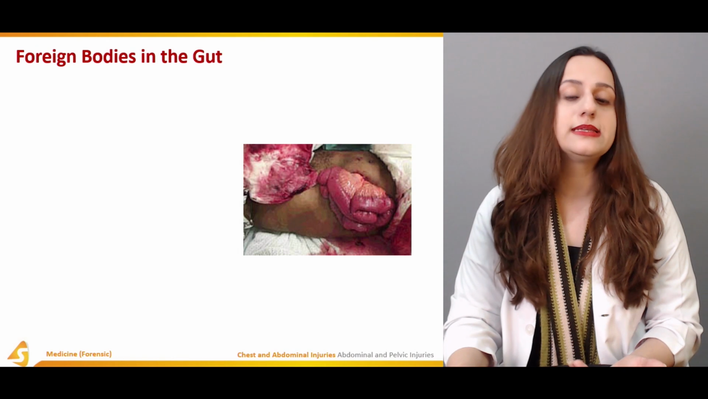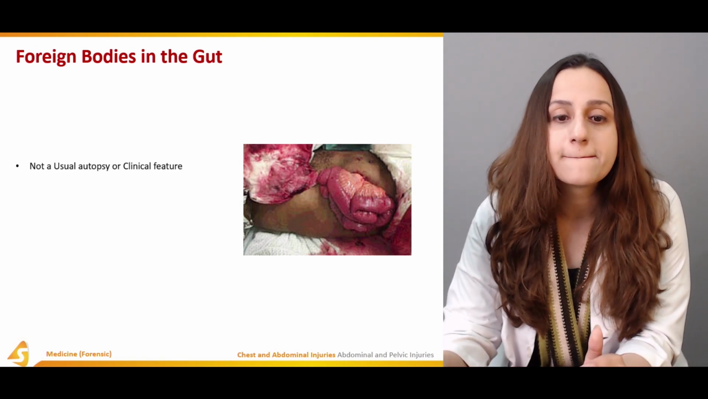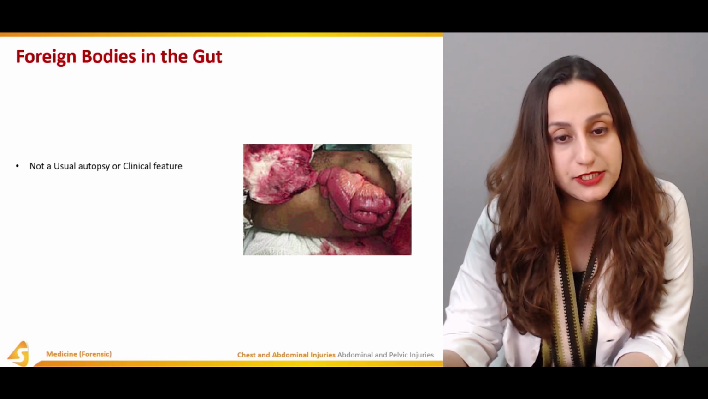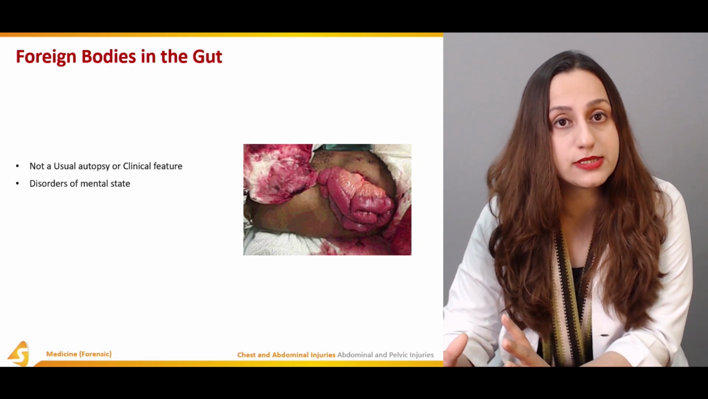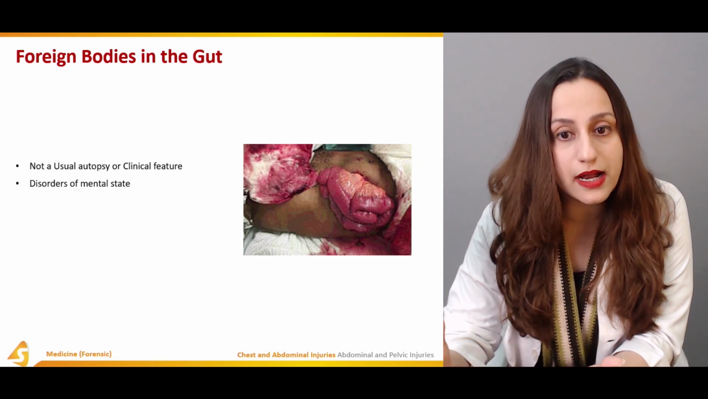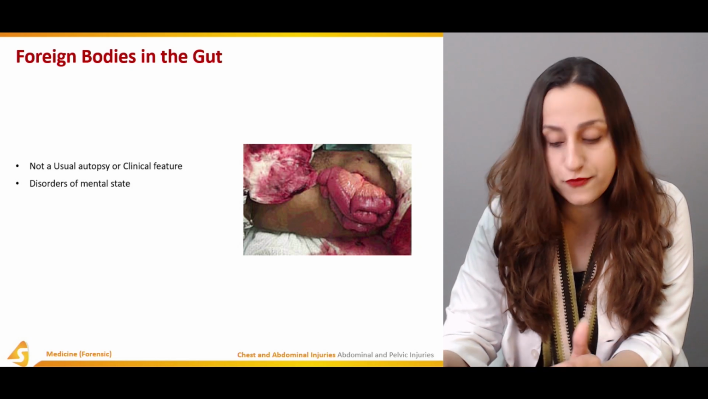Now, the foreign bodies in the gut. This is another phenomenon that is very commonly encountered in the OPDs. What are the causes of it? It's not a usual autopsy or clinical feature. Disorders of the mental state. There are a lot of disorders in which the person has even hair in the gut, and that is basically the psychological condition that he's suffering from.